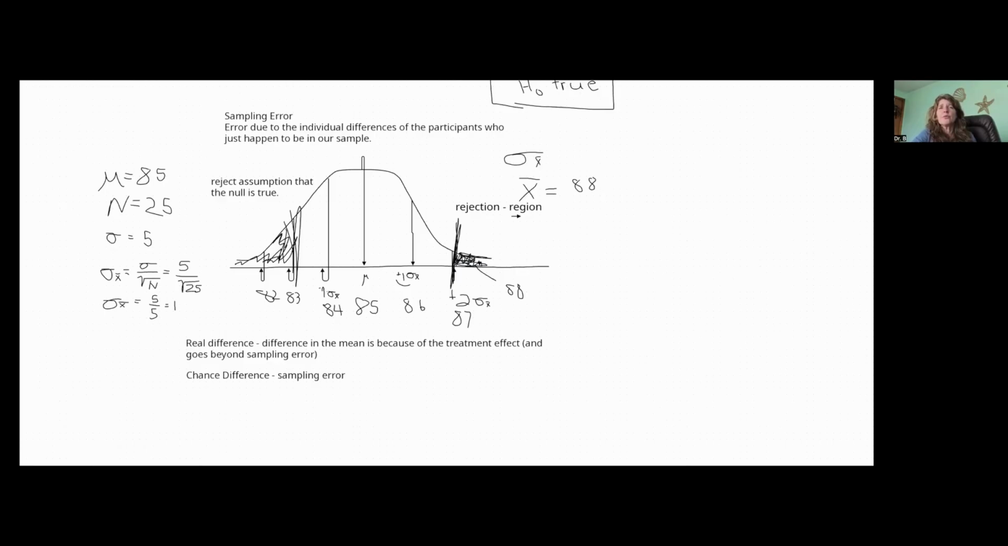I drew my point where, and I'm sorry that my distribution isn't fully symmetrical, just pretend it is. I drew my area where I'm like, you know what? If it falls beyond this point, I'm going to say the evidence is too extreme that I can just assume that the null is true.